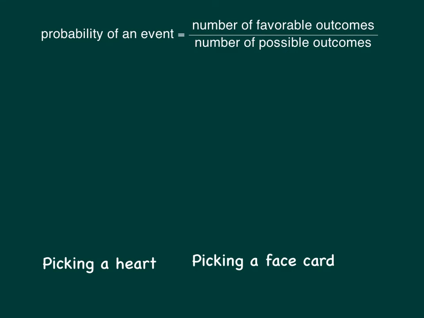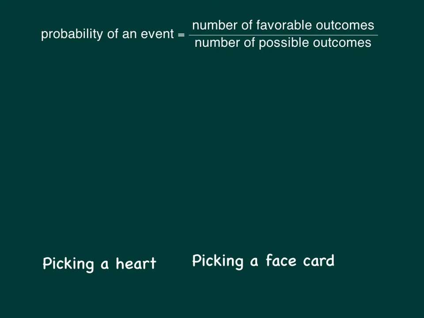So I'm going to show you a formula here. The probability of an event is equal to the number of favorable outcomes over the number of possible outcomes. I want you to think about that formula as you are trying to answer questions about decks of cards and probabilities of different kinds of things happening.